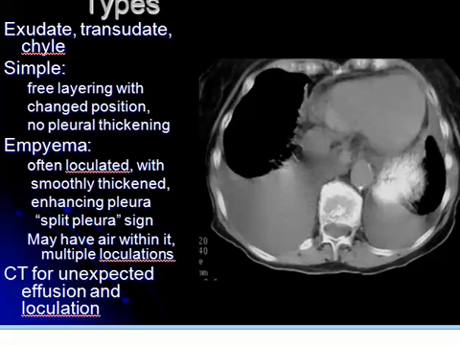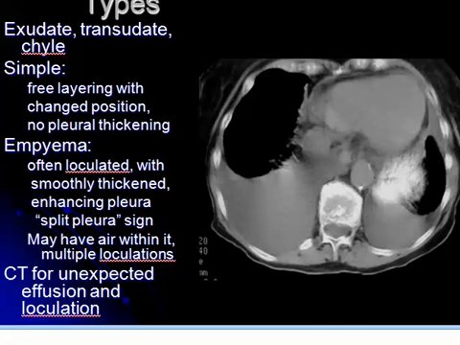or we have simple effusion, free layering with changed position, that means it can move, and no pleural thickening, or empyema, which is usually loculated, smoothly thickened, enhancing margins, and they call it the split pleura sign. So the visceral and parietal pleura are split and may have air within, and there are usually multiple loculations.